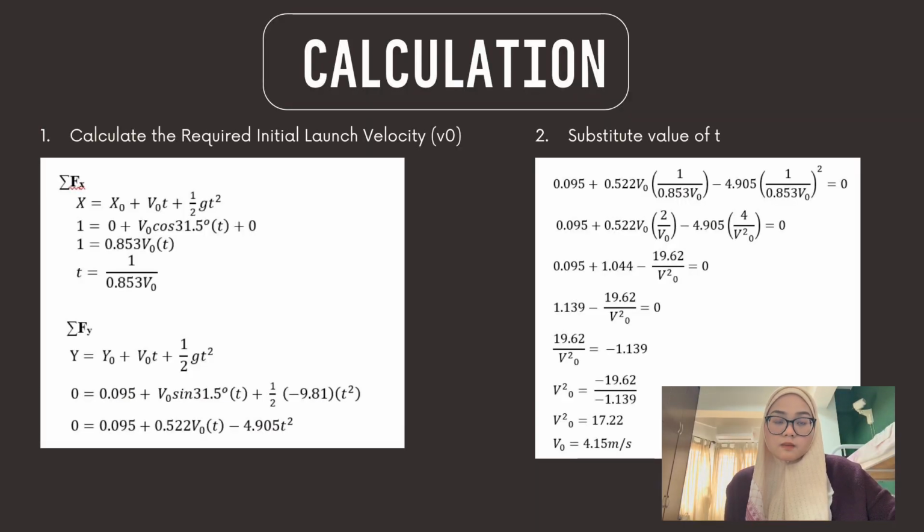I will explain about the calculation. So the first step is we must calculate the required initial launch velocity, that is V0. So how to find V0? We use the y-axis and x-axis to find it. By using the formula x equal to x0 plus V0t plus 1/2 gt squared, we can substitute both axes equations to get a value of t. So from the substitution, we can get the V0, that is 4.15 meter per second.